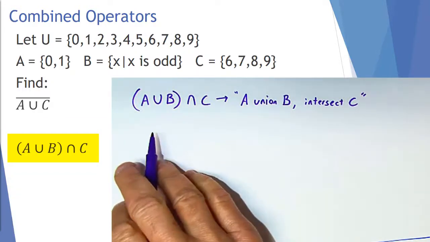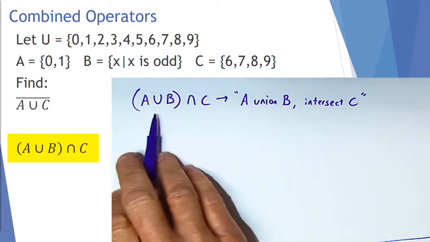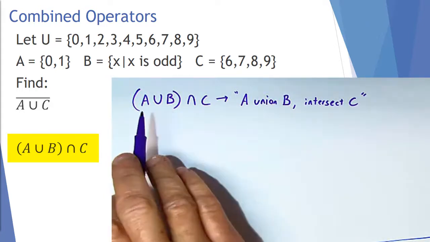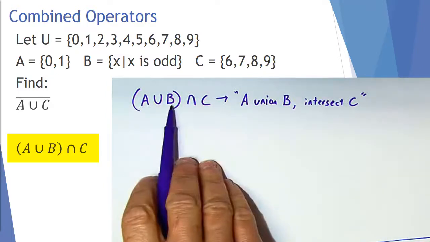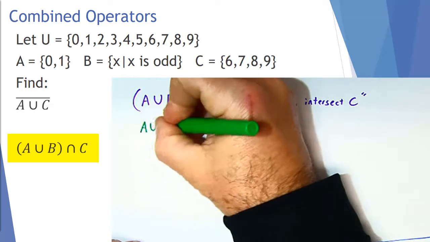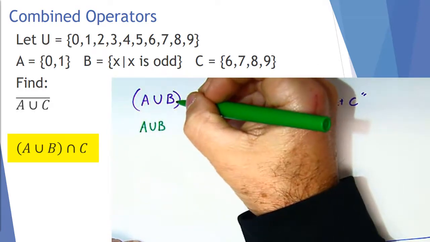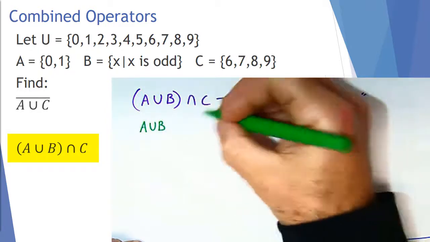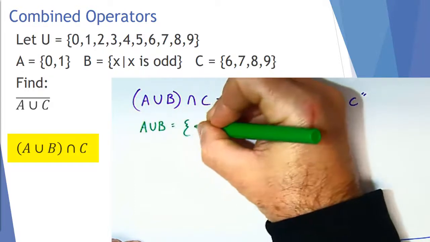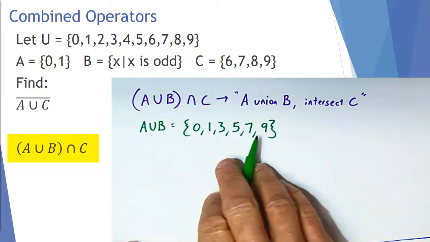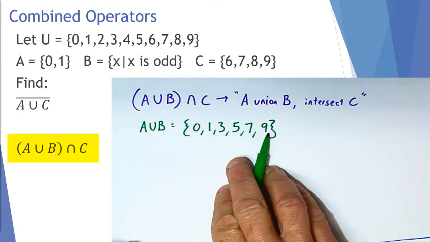Our next one, A union B intersect C. Here we need to set a parentheses to show exactly what operator we need to apply first. And so the first thing we need to do is we need to find A union B. So we can do that pretty easily. A union B is going to consist of all the binary digit 0 and 1 combined with the odd digits from set B. And that'll consist of 0, 1, 3, 5, 7, and 9. 0 and 1 from A, and 1, 3, 5, 7, 9 from B.